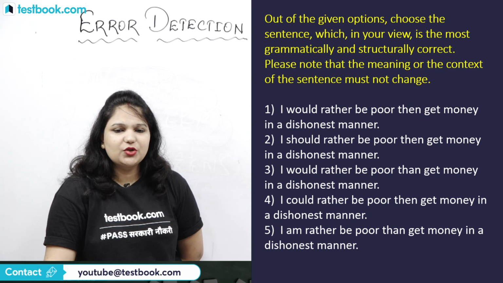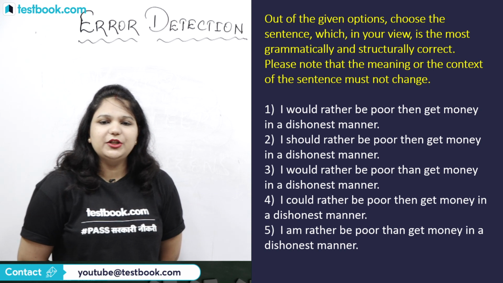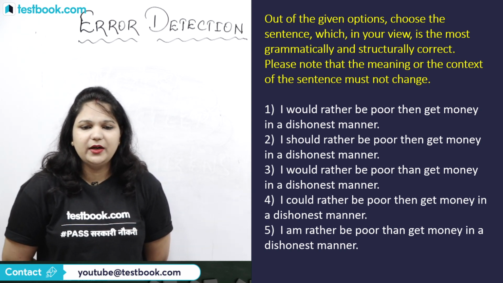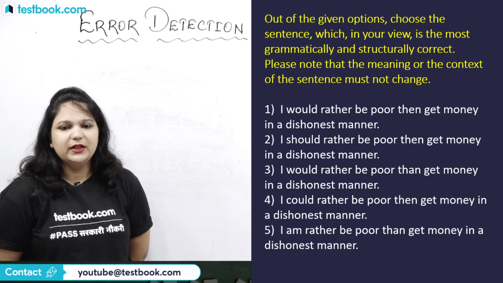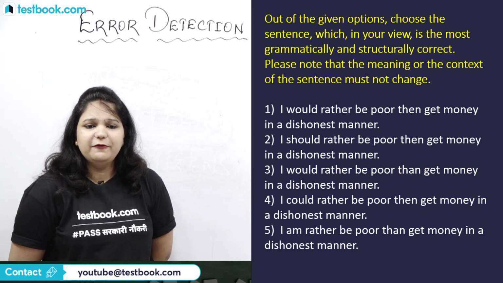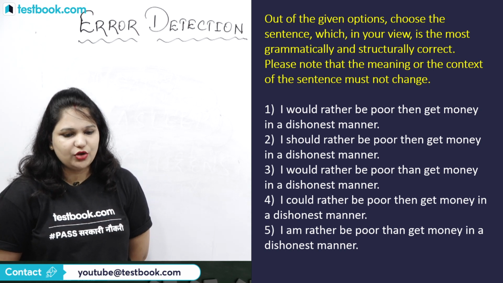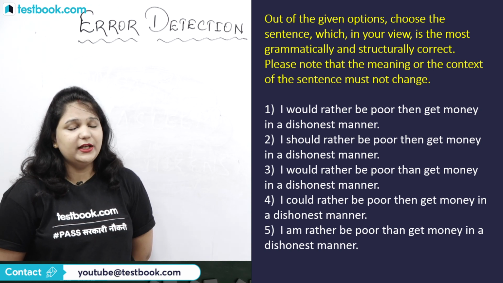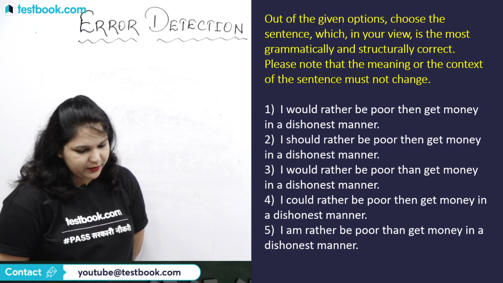You can attempt this question, guys. Option 1 says, I would rather be poor than get money in a dishonest manner. 2 says, I should rather be poor than get money in a dishonest manner. 3rd says, I would rather be poor than get money in a dishonest manner. 4 says, I could, and then uses of then. And in 5th it says, I am rather be poor.